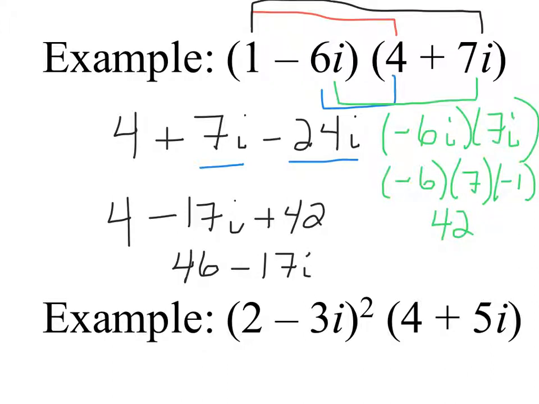So your final answer should always be two parts, unless of course a is 0. Then you're only going to have one part, but it should normally be two parts. You're going to have the real part, which in our case is this 46 right here. This is the real part, and the imaginary part, this part right here, which is our negative 17i.